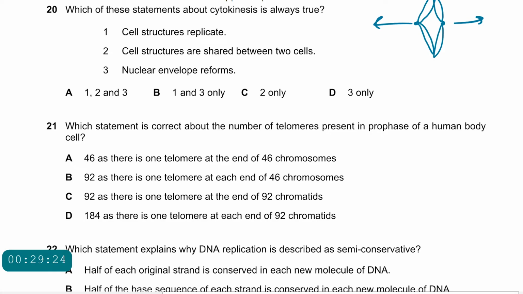Number 20. Which of these statements about cytokinesis is always true? Number 1. The cell structures replicate. No, they do not replicate. They replicate in the G2 phase. Number 2. Cell structures are shared between two cells. This is correct, but not necessarily shared equally. Number 3. Nuclear envelope reforms. This is incorrect because the nuclear envelope reforms during telophase, not cytokinesis. Therefore, the answer is going to be C.